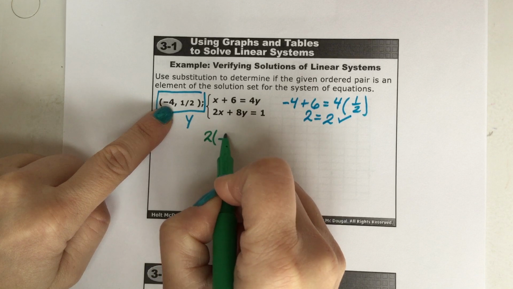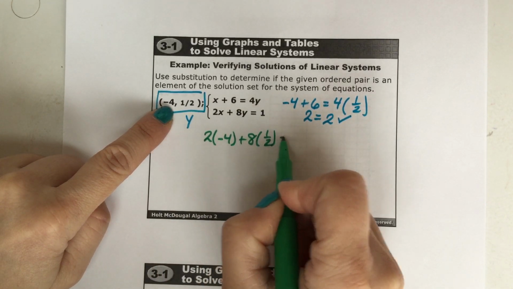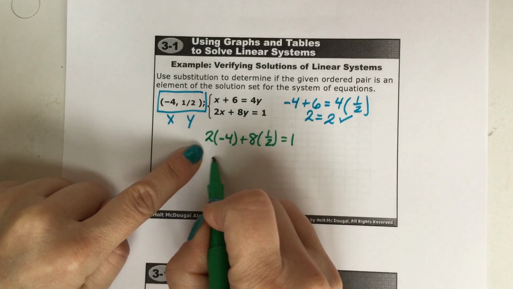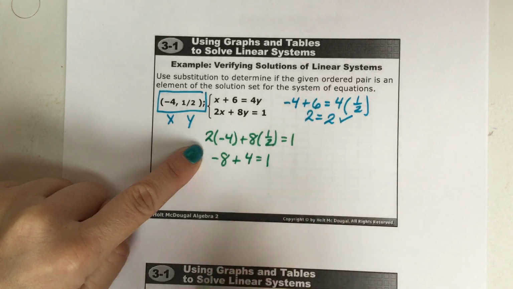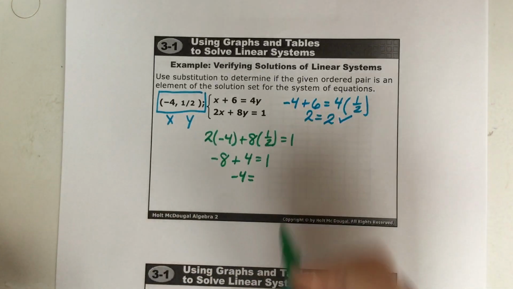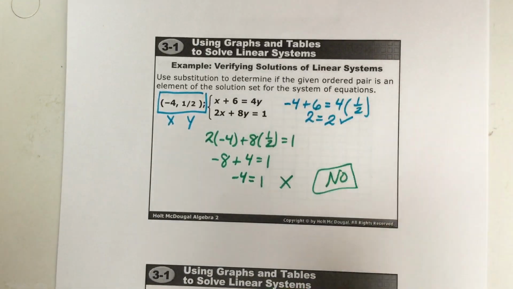2 times x, x is a negative 4, plus 8 times y, y is a 1/2 equals 1. 2 times negative 4 is negative 8, plus 1/2 of 8 is 4. Negative 8 plus 4 is negative 4. Negative 4 equals 1, so this is a big no. Even if it makes one equation true, you cannot say that it's a solution unless it makes both equations true.